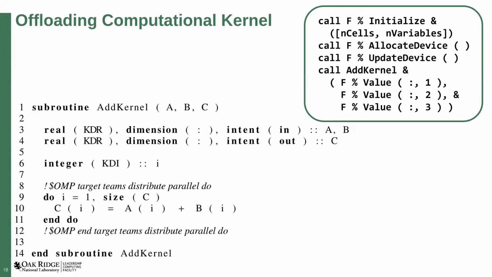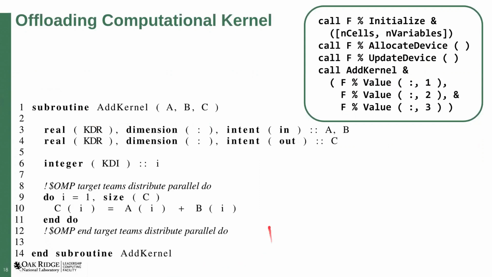Here's an example of how we offload a computational kernel. So this is the caller in this box. First, we initialize with the number of cells and variables. We call allocate device. This allocate device allocates the memory on the device and does the association. And then we update the values with the values from the host. And then we call this kernel with these 3 different columns as arguments.